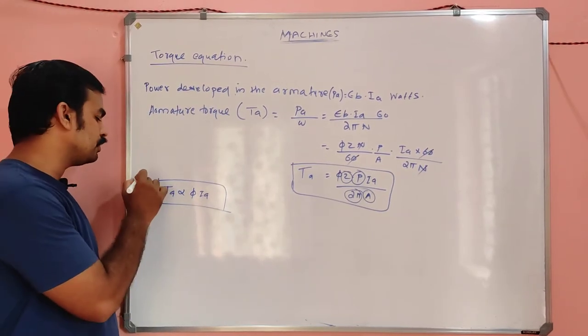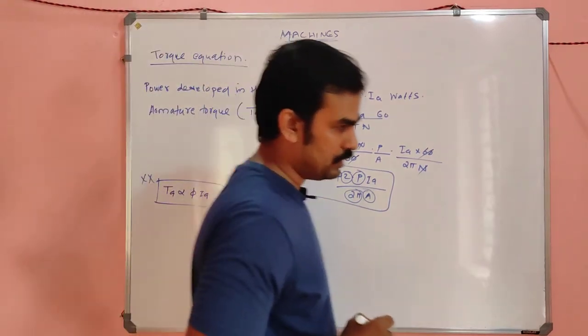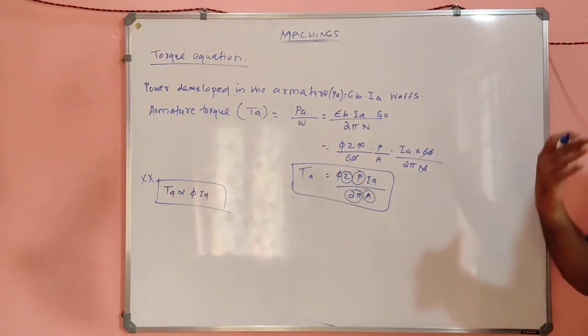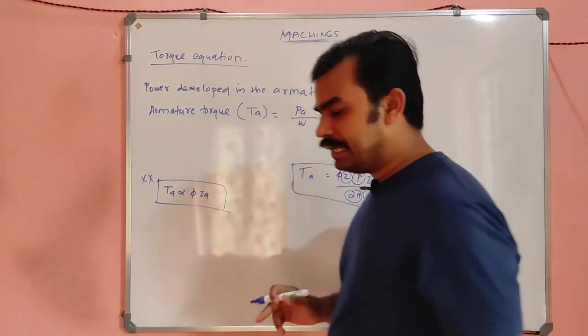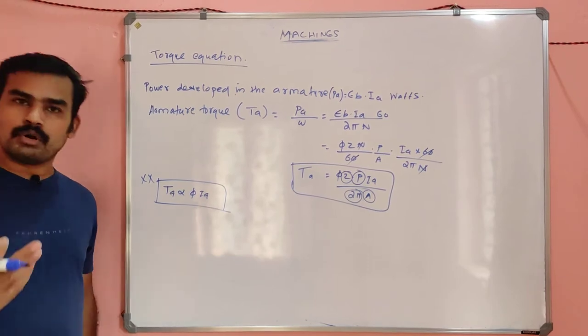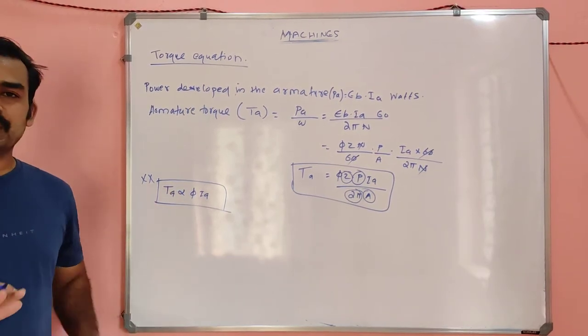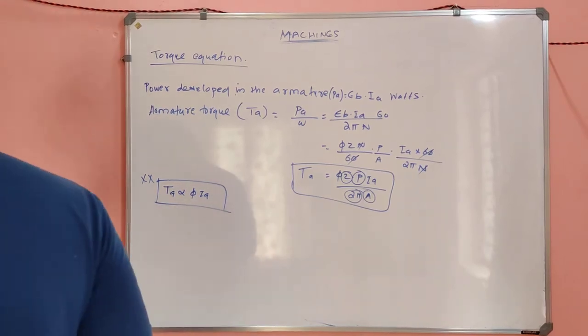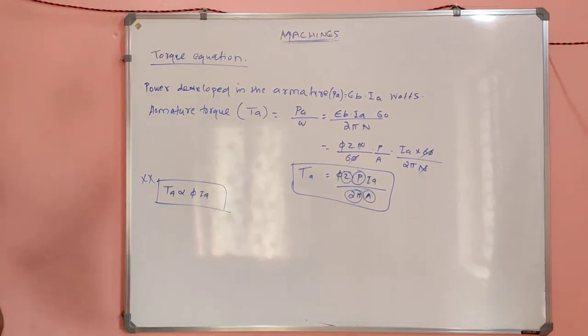This is a very, very important relation, my dear. For solving problems and for understanding some concepts, this equation will really help you. So the developed torque in the armature of a DC motor is directly proportional to phi into IA. That is the torque equation.